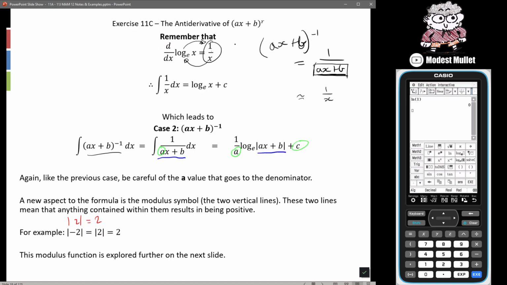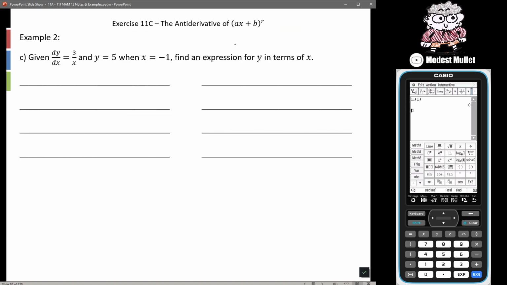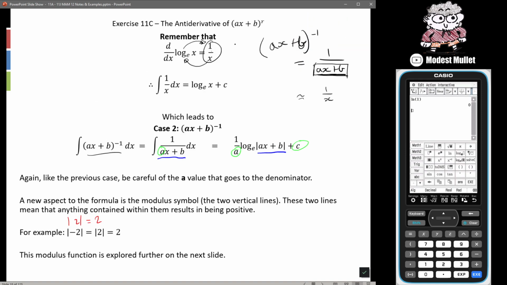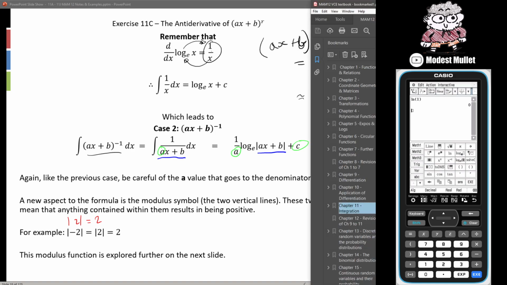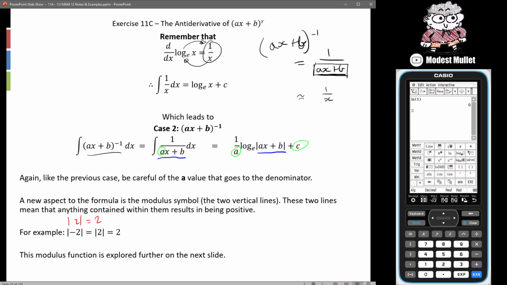So we did that. Now I'm just double checking. I'm guessing I've put this in here because there could be a gotcha. Let's go back. The antiderivative of 1 on x is just log e of x. There's nothing special about that.